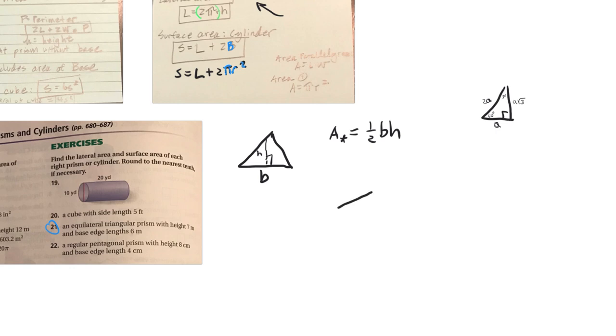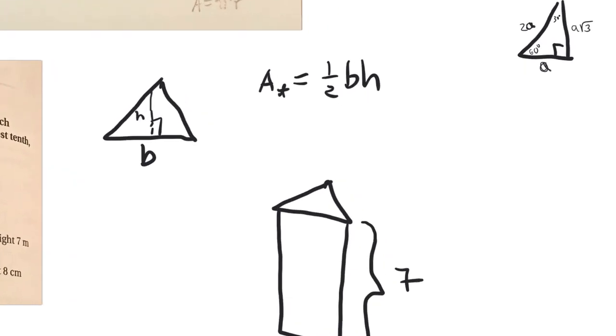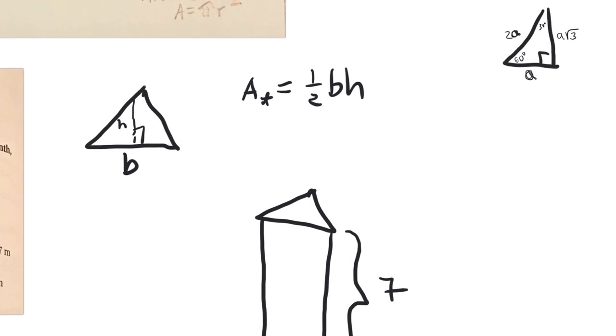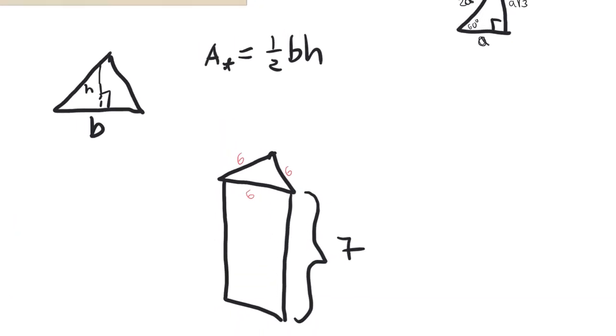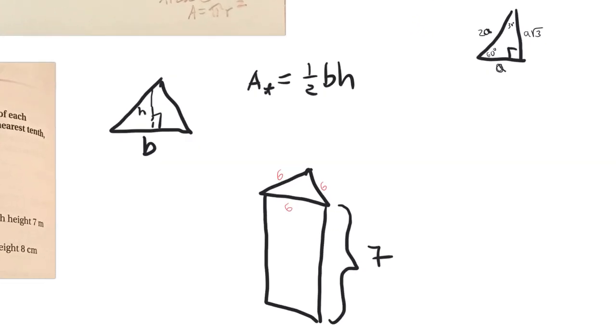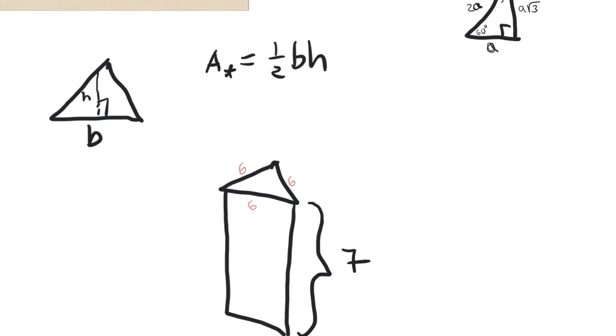So let's go ahead and draw the situation. Let's imagine that's an equilateral triangle. Here's the rest of the prism, and we know that the height is 7, definitely not drawn to scale, but that's okay. So this is a 6, that's a 6, that's a 6. So what we actually have is a triangle. I'll just do a little diagram that says that one side is 6, the other side is 6, and the other side is 6.